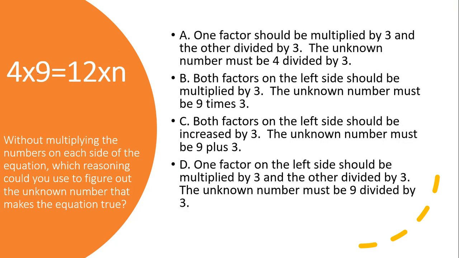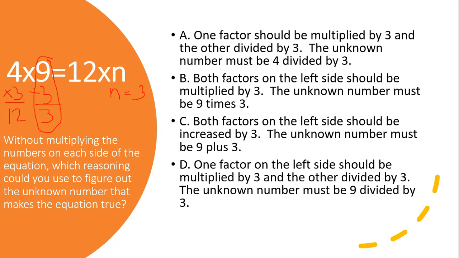Next one says 4 times 9 equals 12 times n. So let's use what we know about comparative relational thinking to make these two sides balanced. So I'm trying to make the 4 equivalent to the 12. In order to do so, I have to multiply 4 times 3. I know I have to do the opposite operation now, so I have to do 9 divided by 3, which will give me 3. So I believe that n equals 3 because 9 divided by 3 equals 3.